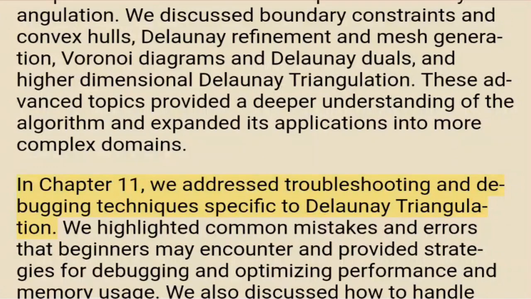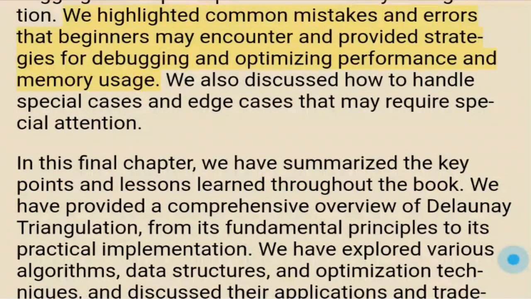In Chapter 11, we addressed troubleshooting and debugging techniques specific to Delaunay triangulation. We highlighted common mistakes and errors that beginners may encounter and provided strategies for debugging and optimizing performance and memory usage.